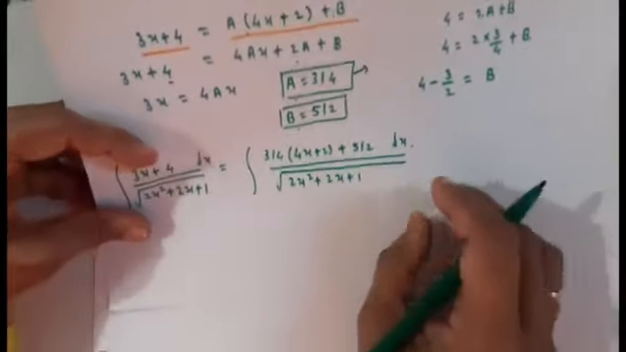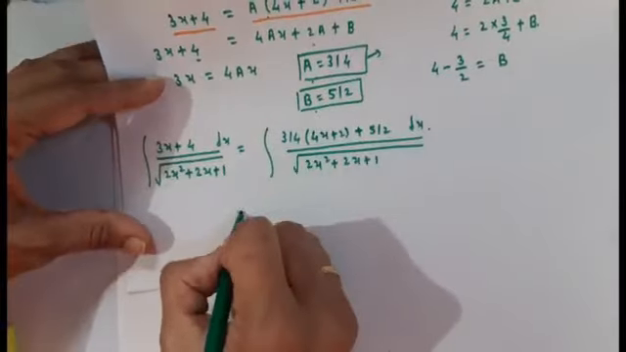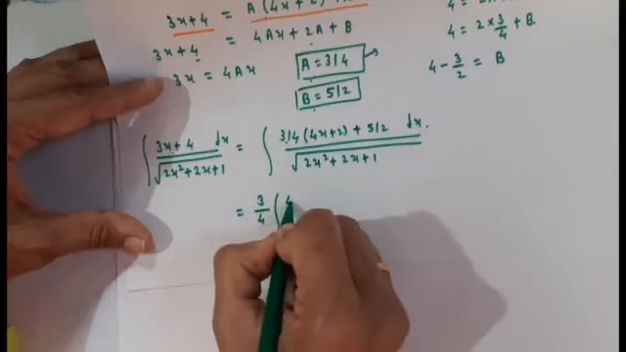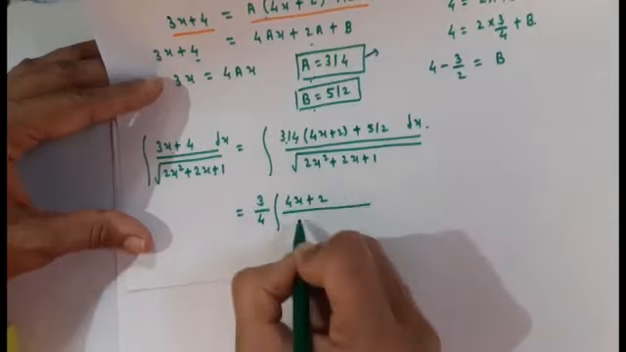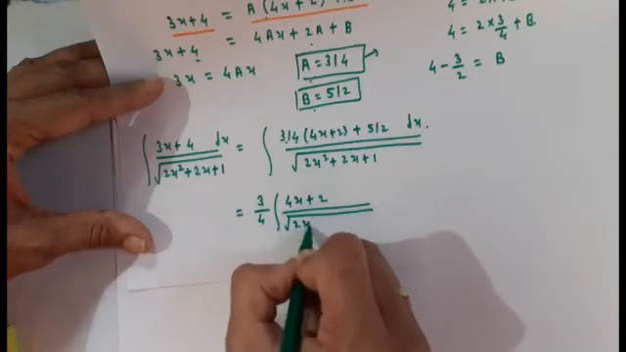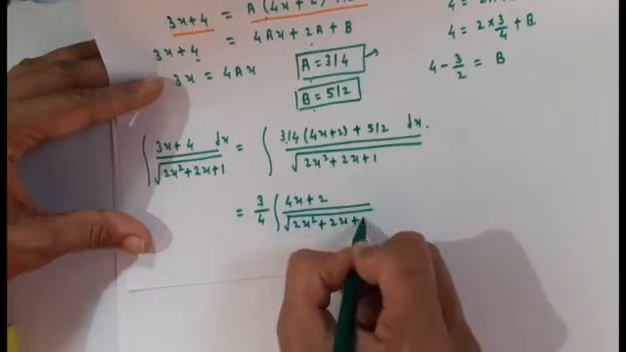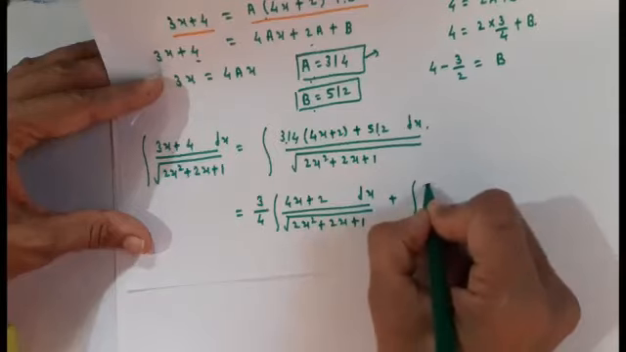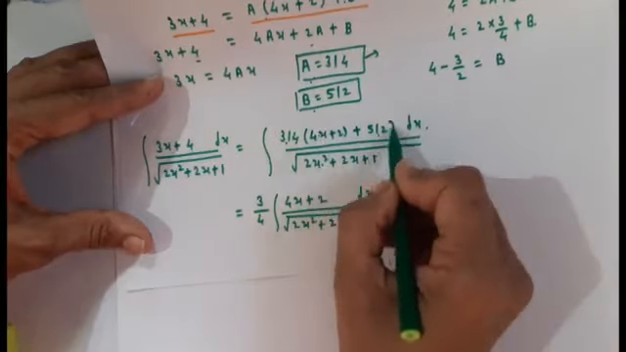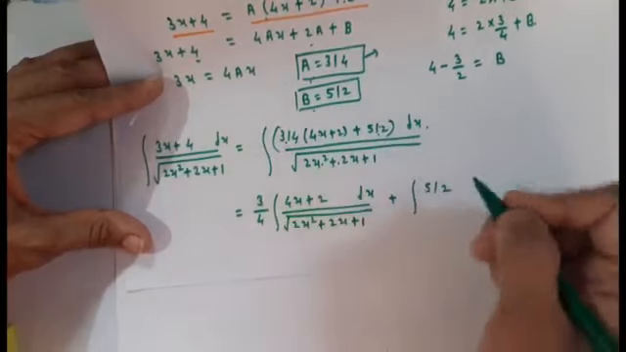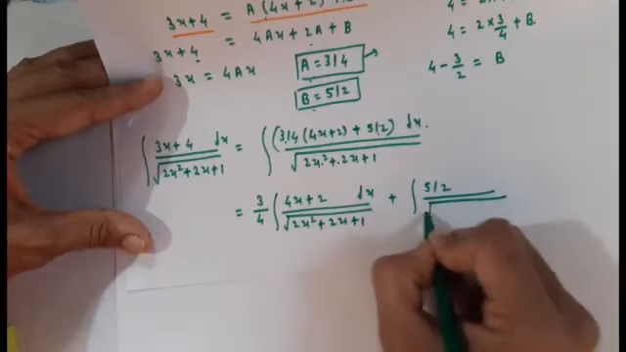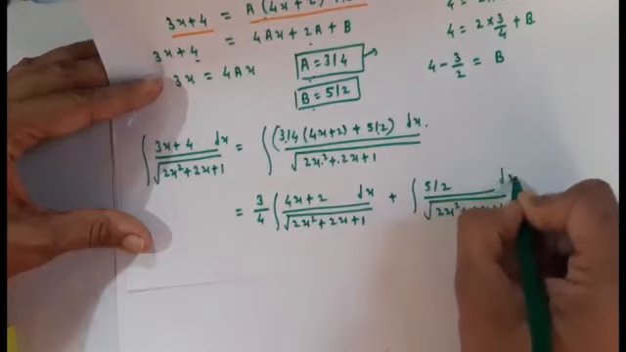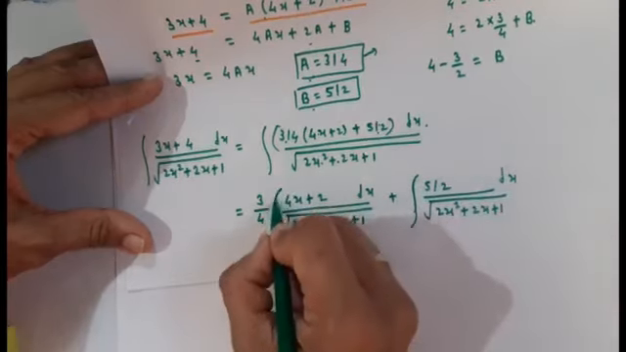Okay students, and now separating the terms, the integration is this: 3 by 4 as a constant, take it outside, integration of 4x plus 2 upon square root of 2x square plus 2x plus 1 with respect to x, plus the second term, 5 by 2 upon the denominator term, 2x square plus 2x plus 1, with respect to x, and this is the integration.